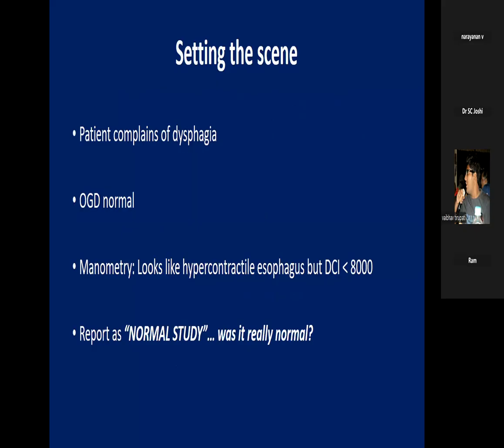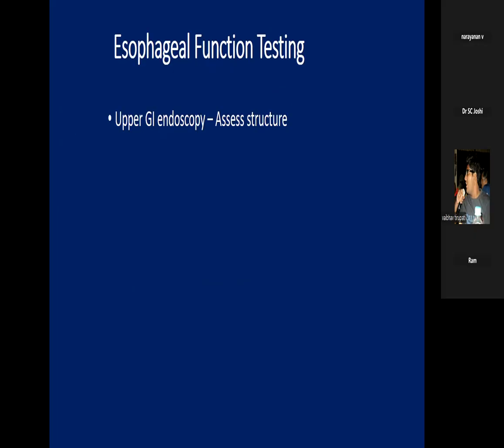See, it is quite common for us to have a patient who complains of dysphagia. His OGD is normal. We do a manometry, which looks like a hypercontractile esophagus, but the DCI is less than 8,000. Since the DCI, at least a couple of times, is less than 8,000, we are forced to report it as a normal study. But then we always think: the patient is complaining of dysphagia, it looks like a hypercontractile esophagus, but the DCI was not high enough. So was it really normal? I'm sure many of you who are doing manometry have come across this situation when you have reported. So before we go to that, what is esophageal function testing?